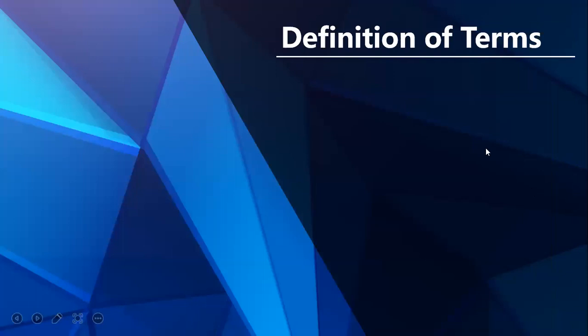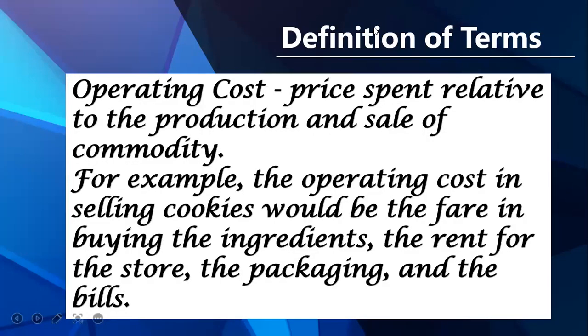Next, what about operating price? So operating price is the price spent relative to the production and sale of commodity.